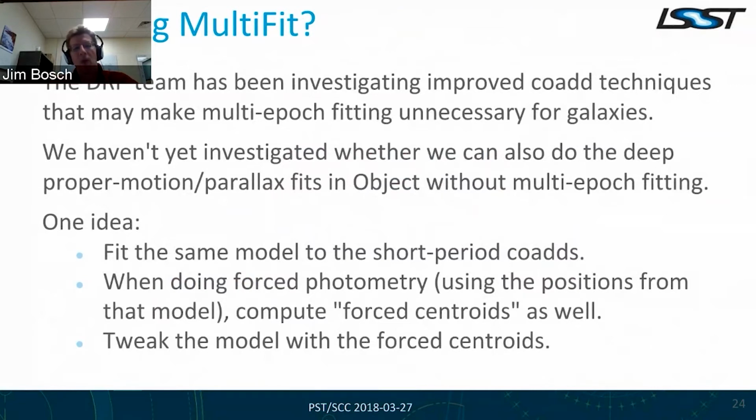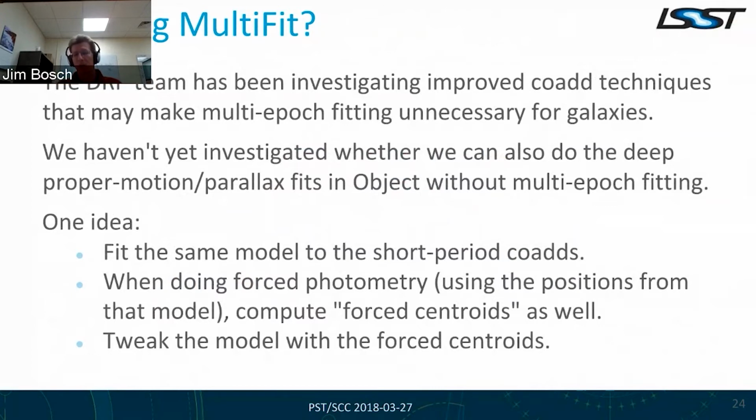When you do the forced photometry, then we use the positions from that model, and we compute forced centroids as well, which is essentially saying, given this filter that I put down, from what my model says the object should be, compute the actual centroid, which is some small delta from what that model originally says. And then you can model with the forced centroid. And the premise is that the short period coadds will get us close enough to where any updates to the model are in the linear, take one Newton step kind of regime. And the forced centroids will be enough to get us the rest of the way there.